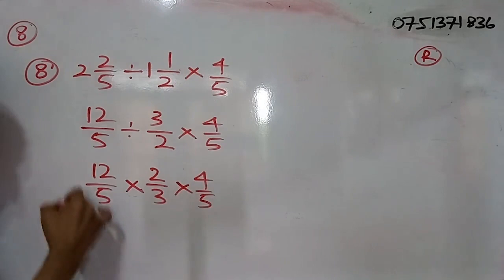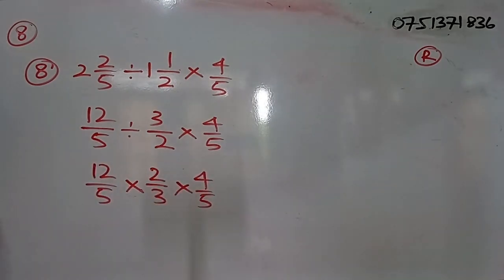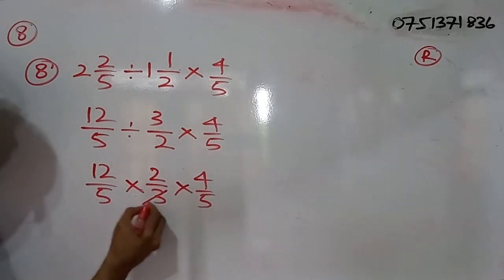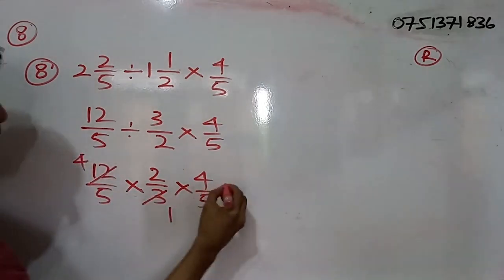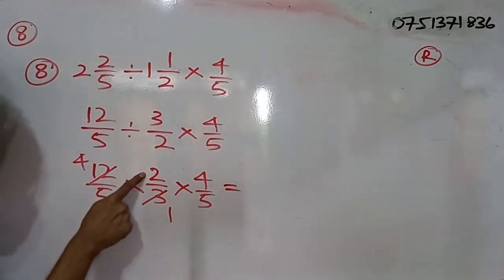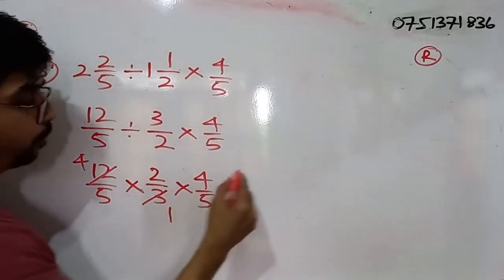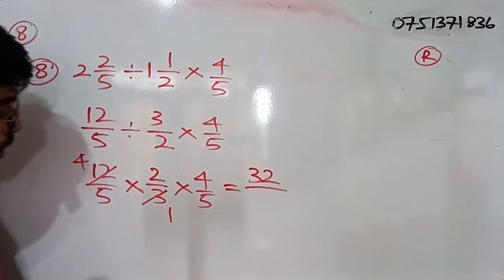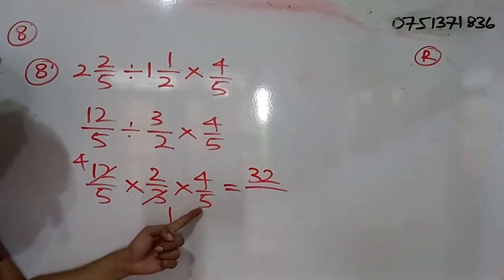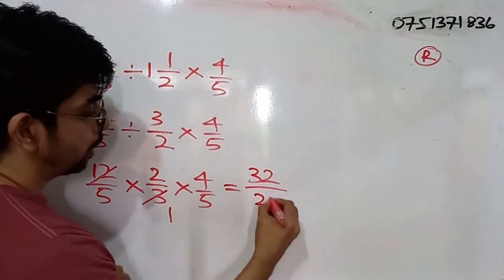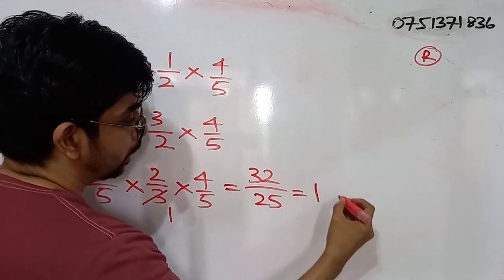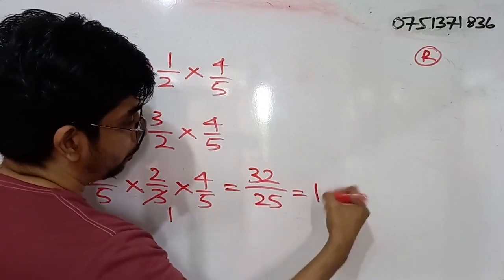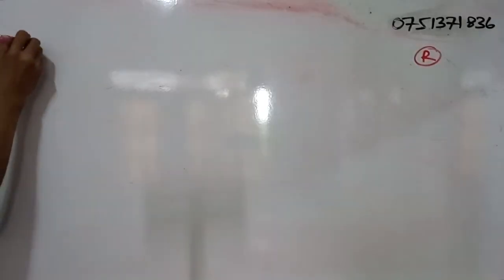Now we can simplify this entire thing, right? So 3 times 1, 3 times 4. So we cannot simplify it anymore. 4 times 2, that is 8. 8 times 4, that is 32. 5 times 1, that is 5. 5 into 5, that is 25. So what will be the answer? 1 and 7 by 25. Right. So now we will go to question number 9.